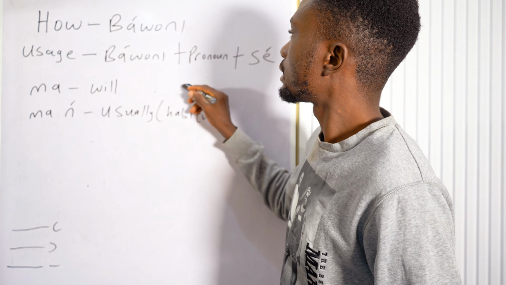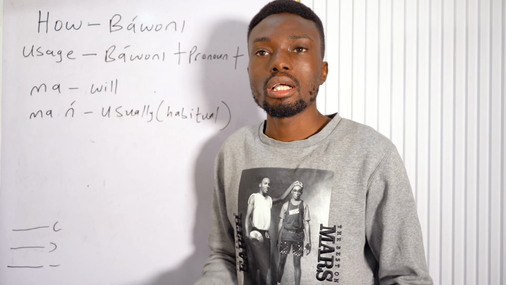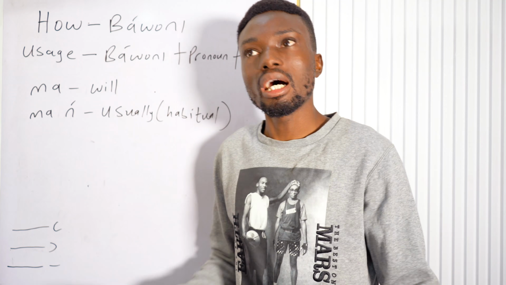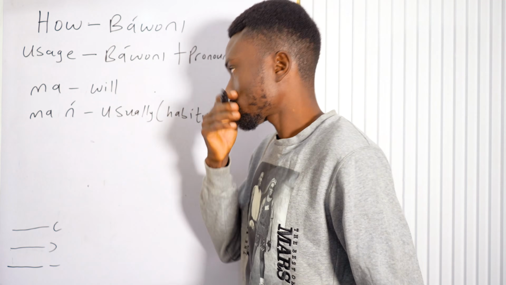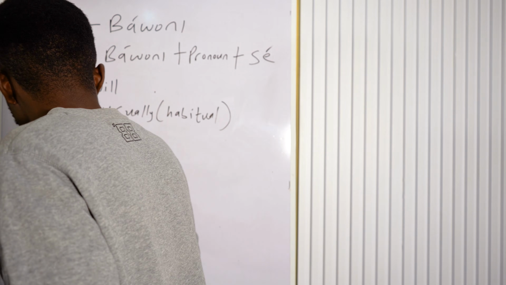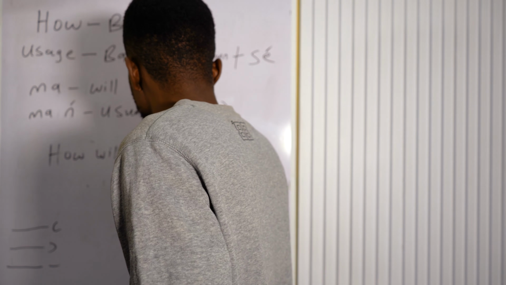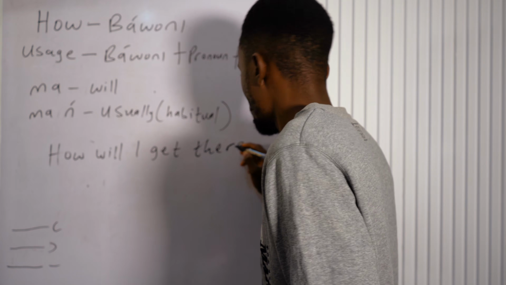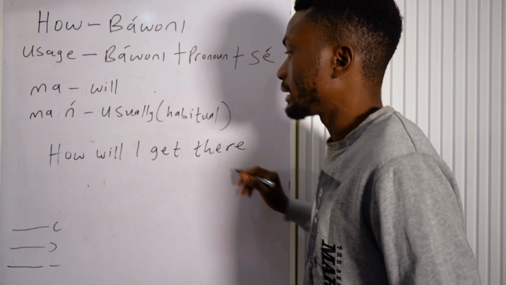How will I get there? How will I buy it? How will I touch it? How will I take it? How will I? So we in Yoruba is ma. So how will I get there? How will I get there?